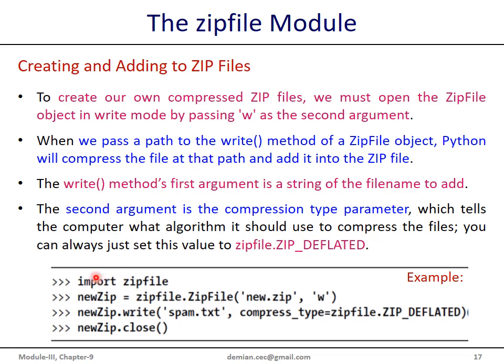Here is an example. We create a zip file object. This is a new zip file that we are interested in creating in the current working directory, and we have to pass the second argument as 'w', and newZip is the zip file object. We have to invoke the write method on the zip file object by passing the file to be included in the zip file, that is spam.txt, and this is the compression algorithm to be used. And when we call this write method, automatically the Python runtime will compress spam.txt and add that compressed file onto the zip file that is being created with the name new.zip.